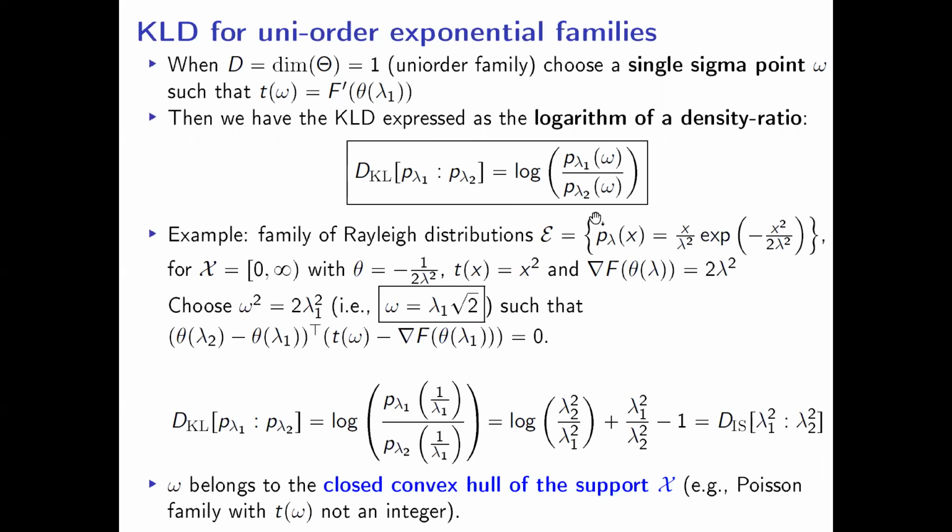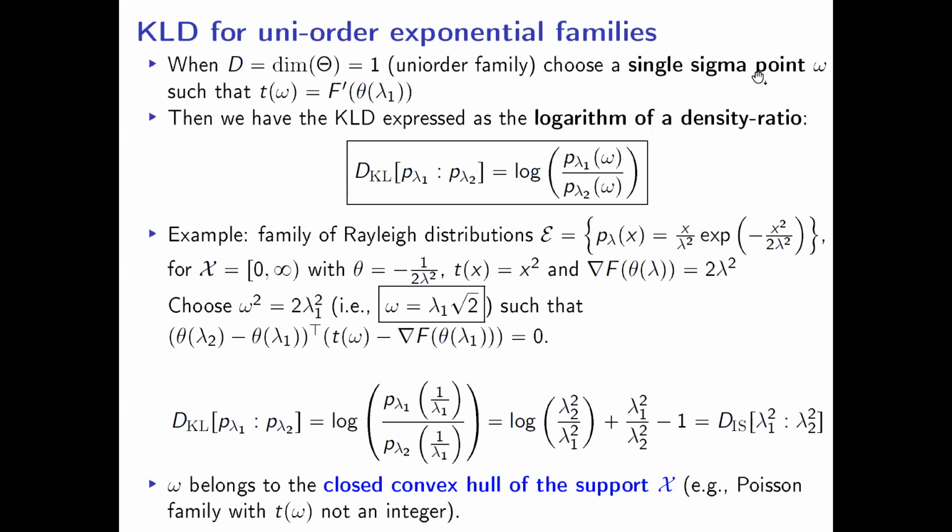So to illustrate this formula, let's take the Rayleigh distribution, which forms an exponential family. We have the natural parameter here, the sufficient statistic here, the derivative here. What we need to do is to choose omega in order to satisfy this equation here. So we are going to choose omega as lambda 1 square root of 2. Then this term becomes 0, and we have the KLD between two Rayleigh distributions, which is expressed like that. We can massage this equation to let it be an Itakura-Saito divergence between the square parameters.